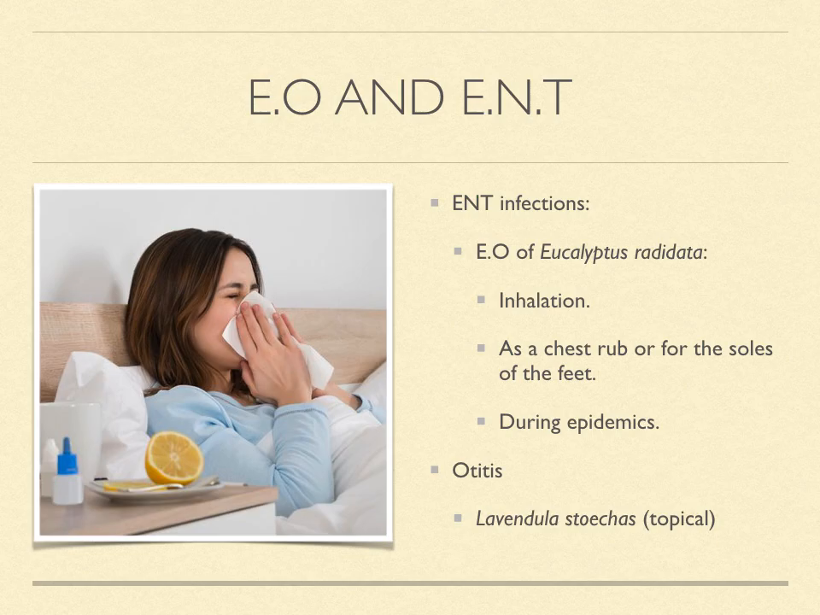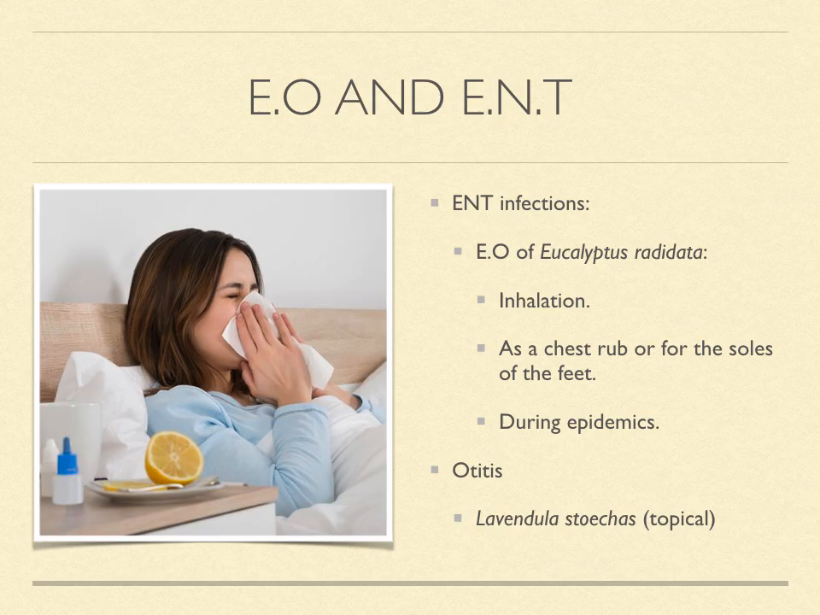And we like to use the same type of eucalyptus on the soles of the feet or as a chest rub during contagious illness. In families with multiple children, it will often happen that one child catches some infection and then all the other children are sick. So when the first one is sick, you can rub everybody with eucalyptus essential oil as a chest rub or on the soles of the feet to try and prevent that, or diffuse it in the bedroom at night.